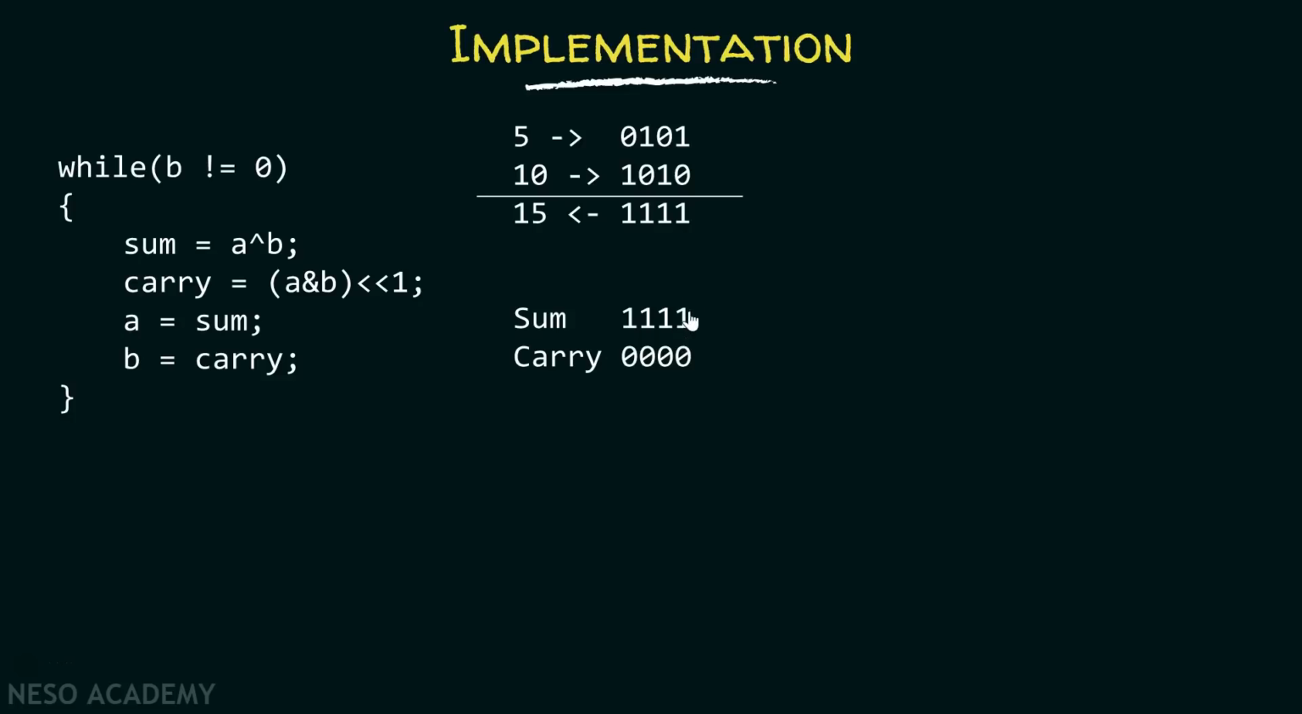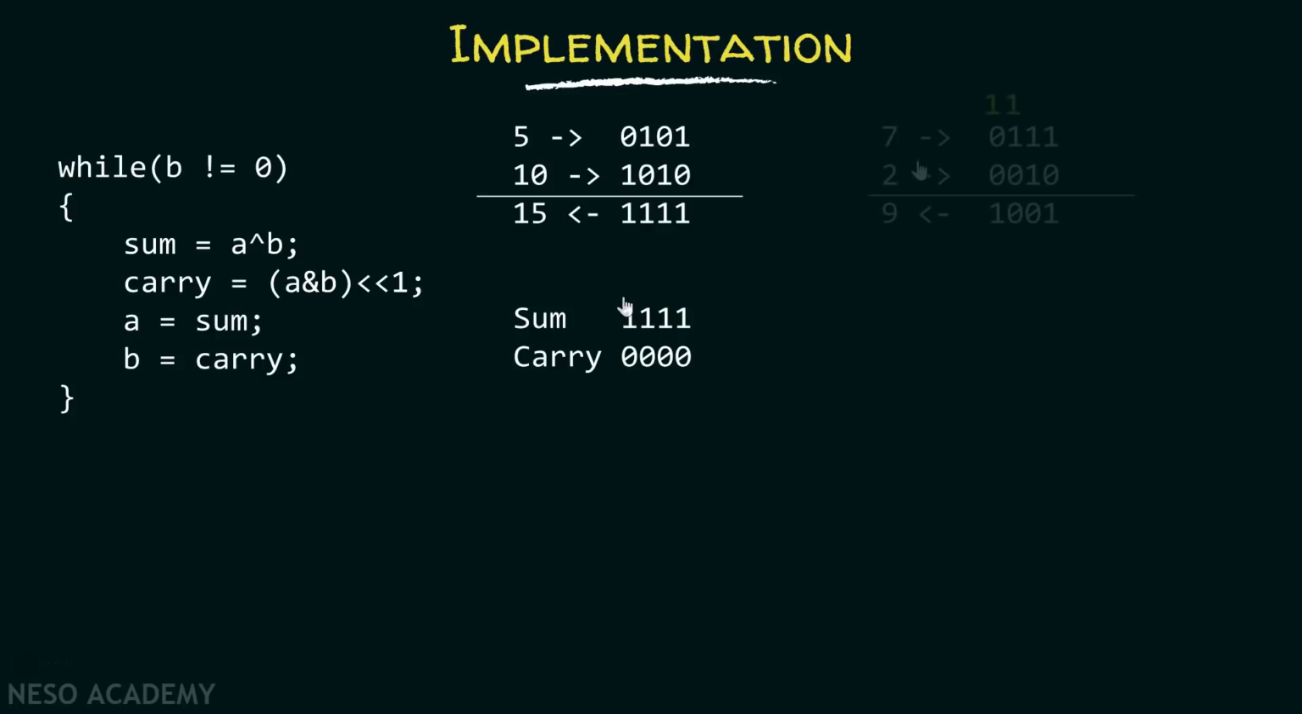And what will be the carry? 1 and 0 is 0 only. 0 and 1 is 0. 1 and 0 is 0, and 0 and 1 is 0. Therefore, carry will be 0, 0, 0, 0, right? If we perform left shift by 1, then also we will get the same combination. Now we will store this latest sum inside A and this latest carry inside B and check if B is equal to 0 or not. As B, which is our carry, is equal to 0, we come outside of this while loop and we will simply print this sum, which is 15 in decimal representation, right?